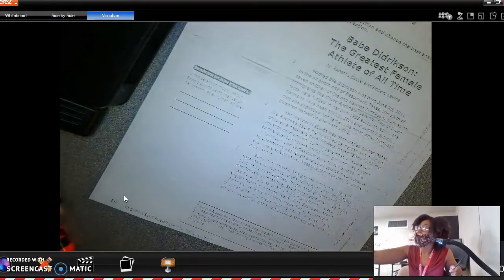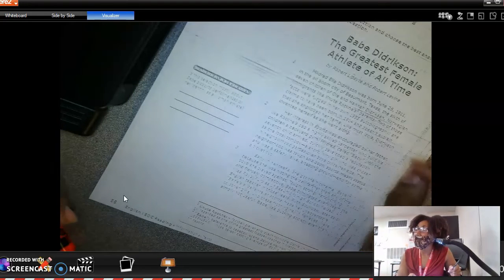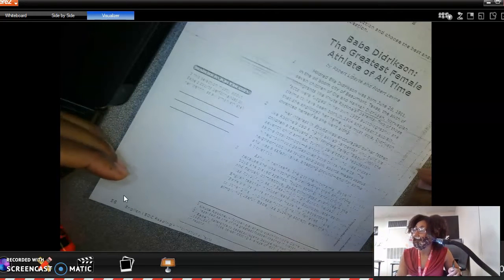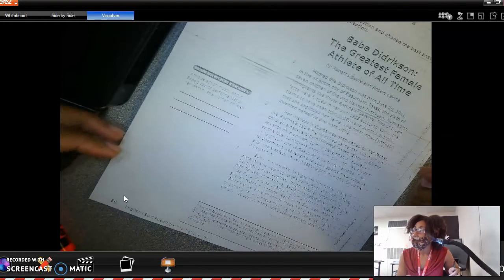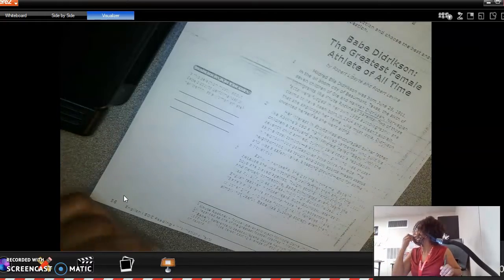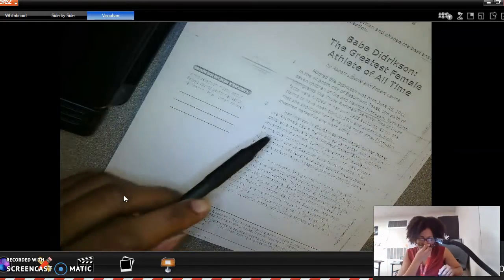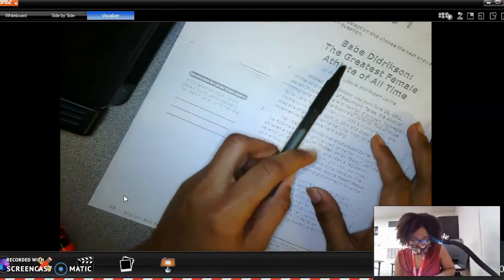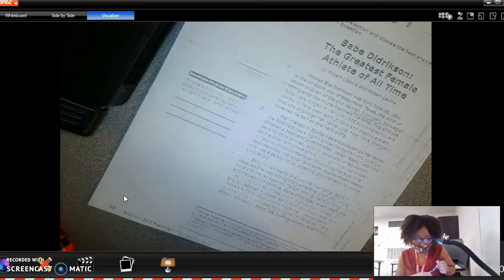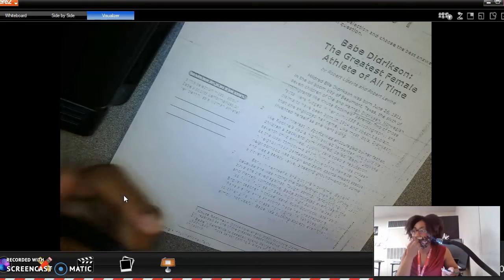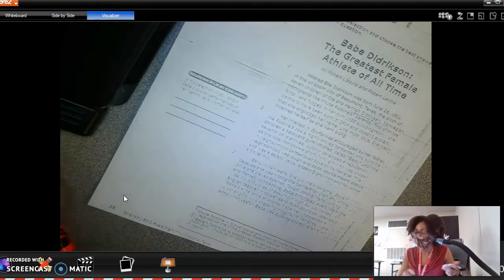So when you first get to an informational text, what is the first thing that you do? You look at the questions, you look at the text feature. So what is the title? Babe Didrikson, the greatest female athlete of all time. Okay, so it's going to probably have something to do with sports. And there's no other text feature. So now we can go straight to the questions.